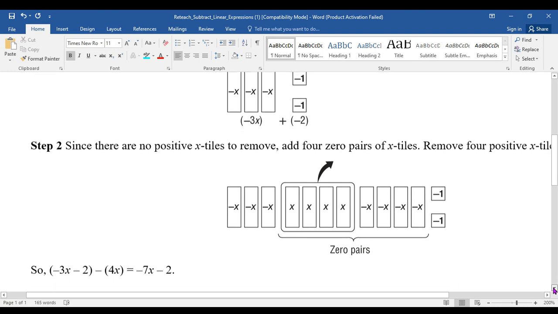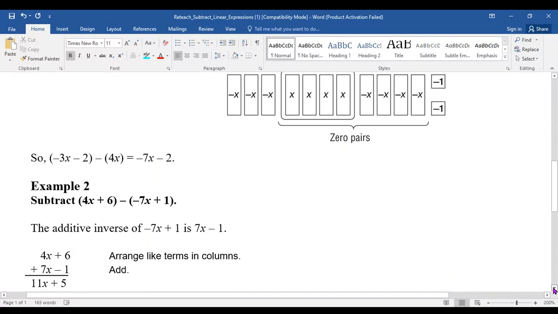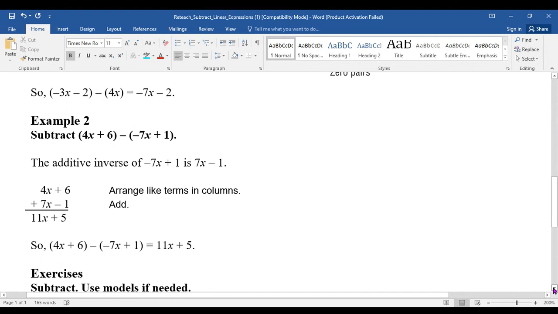And I know with the tiles, sometimes it can get a little confusing. So let's just do it. Here's another way that you can do it, if that's too confusing.